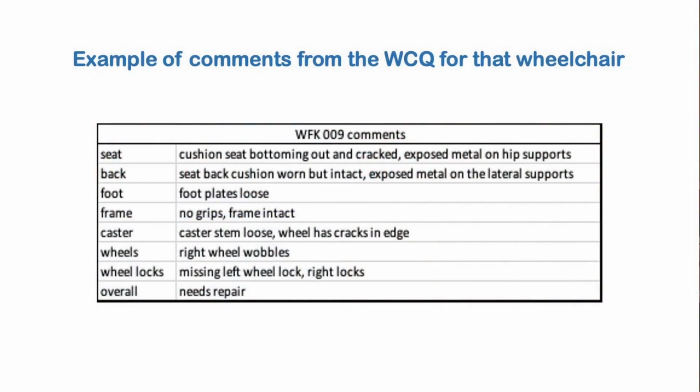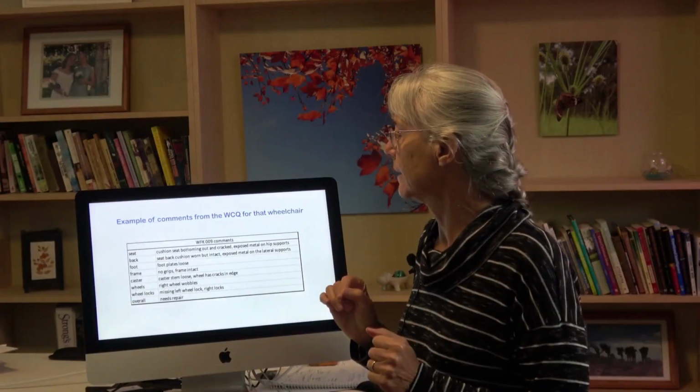And here's the comments. And this particular wheelchair was a Wheelchairs for Kids. It's kind of made like the Motivation rough terrain chair with 3 wheels, but it has some laterals and supports. And we did a group of those chairs, and the seat cushion is bottoming out and cracked. This is just one chair, so you can't make a statement for all Wheelchairs for Kids from this one chair.